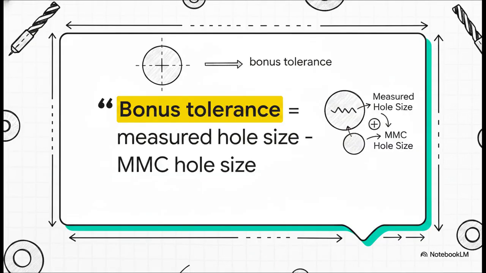And here is the magic formula for saving perfectly functional parts from the scrap bin. Bonus tolerance equals the measured hole size minus the MMC hole size. Imagine you're on the shop floor and a CNC machinist drills a hole slightly larger than its MMC limit, but it's still within its acceptable size range. Well, they just mathematically unlocked bonus tolerance. This automatically widens the positional tolerance, giving the machinist extra breathing room while still guaranteeing a perfect fit.